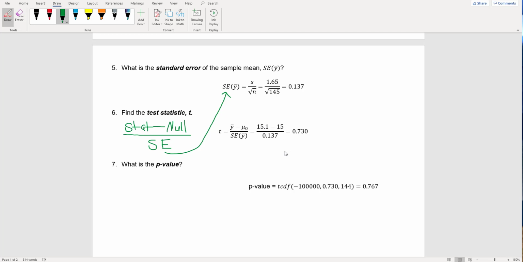But in statistics, to determine how far apart two numbers are, you want to calculate a z-score. And now that we're using a t-distribution, we'll replace z with t, but essentially it's still a z-score. So we'll take 15.1, subtract 15, divide by its standard error of 0.137, and if you do that, we end up with a test statistic of 0.73.